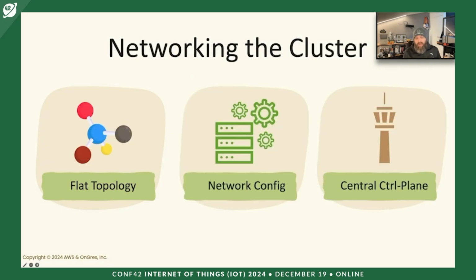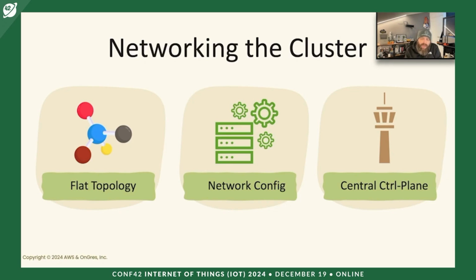Let's start with the networking. Once we got everything assembled, we have everything in our Pelican case. We started with a flat topology for these 63 Raspberry Pis, meaning that all nodes were directly connected without any hierarchy. To manage the cluster, we implemented a central control plane acting as the brain of the system, responsible for coordinating tasks, collecting metrics, and ensuring smooth operation across all the nodes.